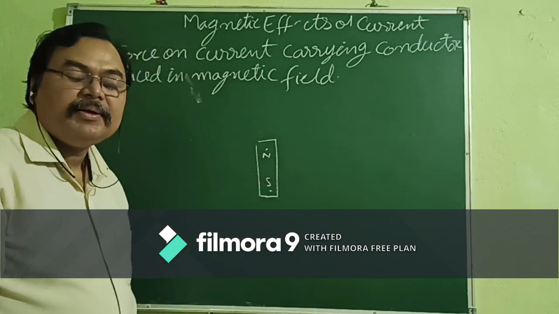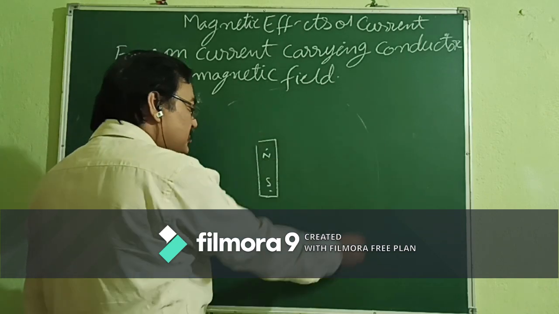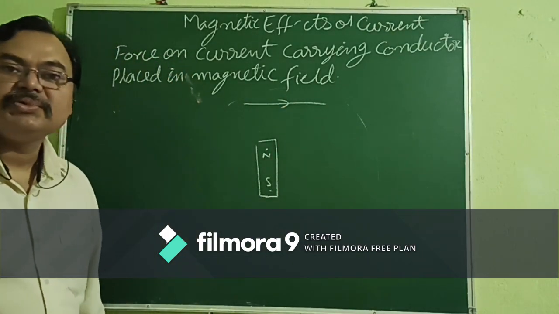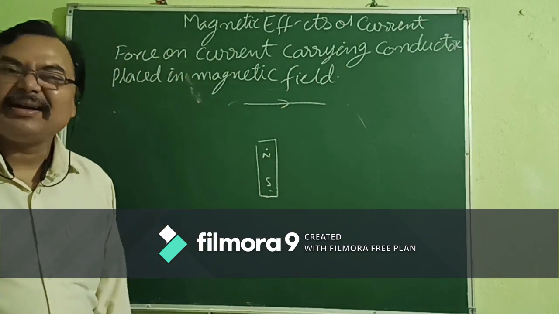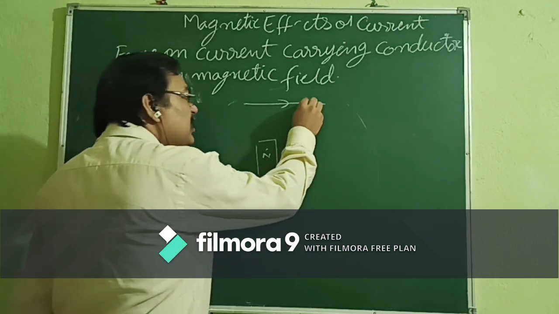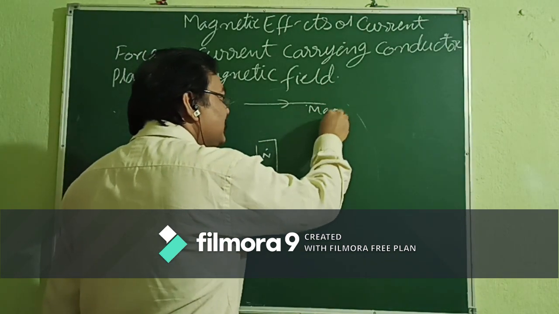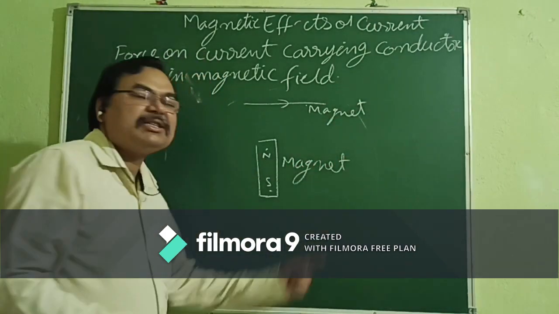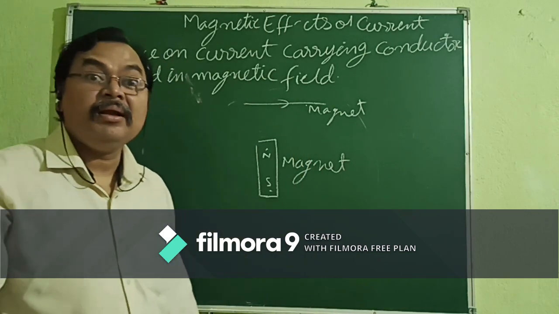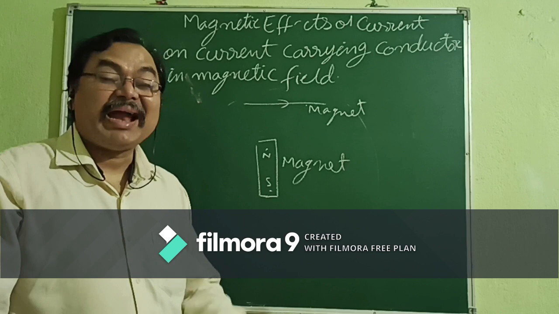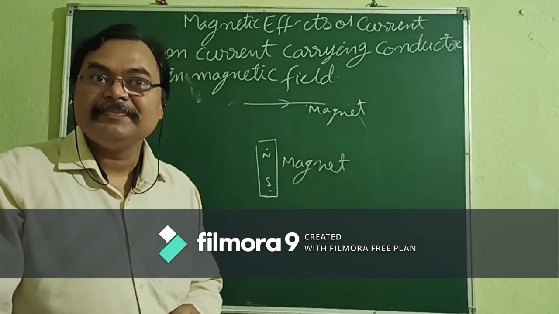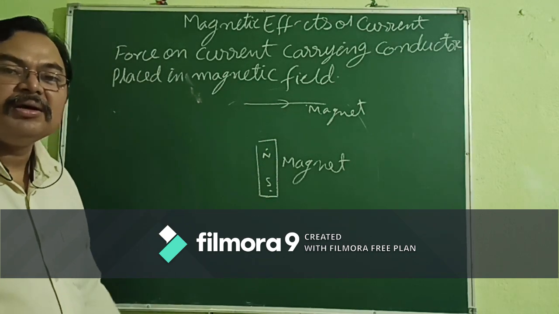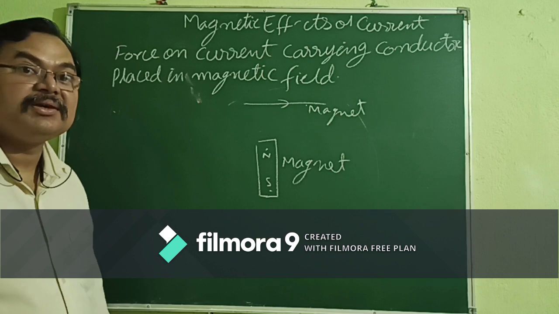Now, suppose the magnetic field is here, and in this magnetic field you are placing a current carrying conductor. What we know is that a current carrying conductor behaves as a magnet. So this is also a magnet, and this is a magnet. What do we expect between two magnets? Either they will repel or they will attract, that means they will apply force on each other. That is the reason a current carrying conductor placed in a magnetic field experiences force. I think you got it.